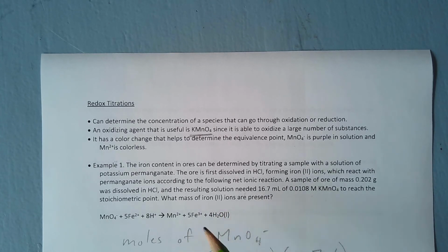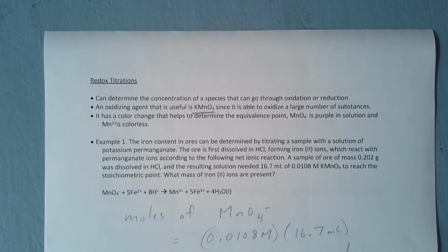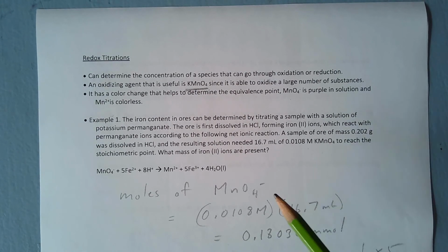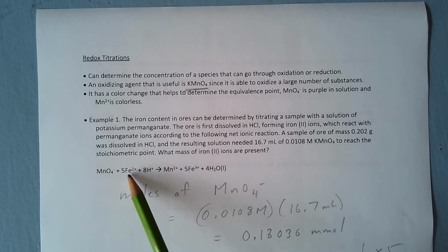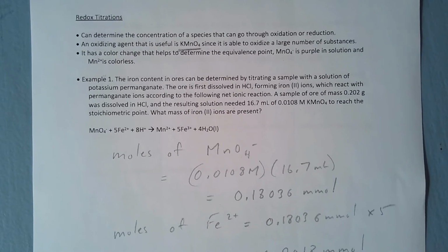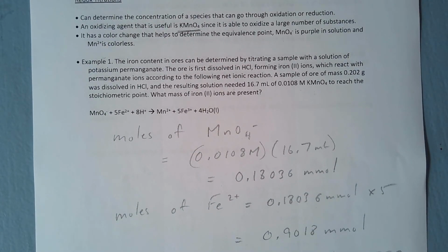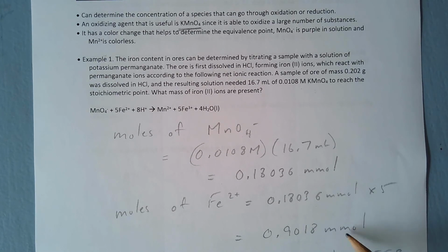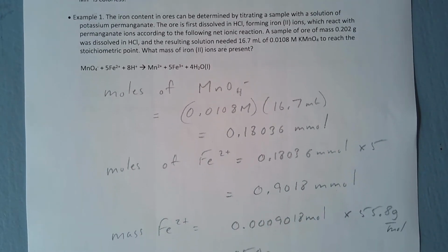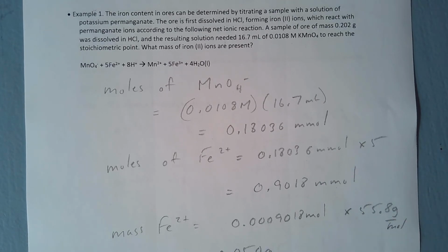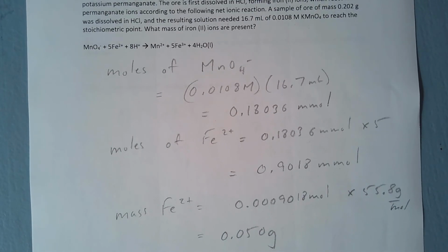So same idea. So you take the moles of the permanganate. Okay, so that's in millimoles. Okay, and then you use the mole ratio. So this is why you need to make sure it's balanced. So there's 5 iron 2 pluses for every 1 permanganate. So we can take this number here, multiply it by 5 to get the moles of the iron 2 plus, and then to get the mass of that, let's take that from millimoles and put it into moles, and then multiply by the molar mass of iron, and then that gives you 0.050 grams.